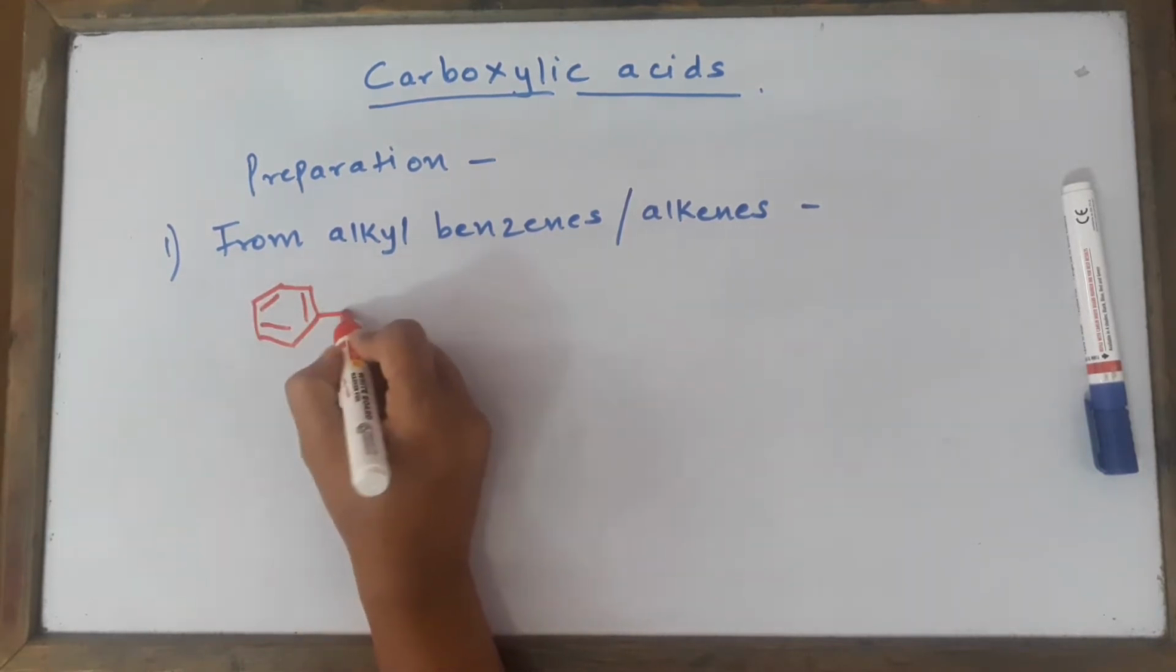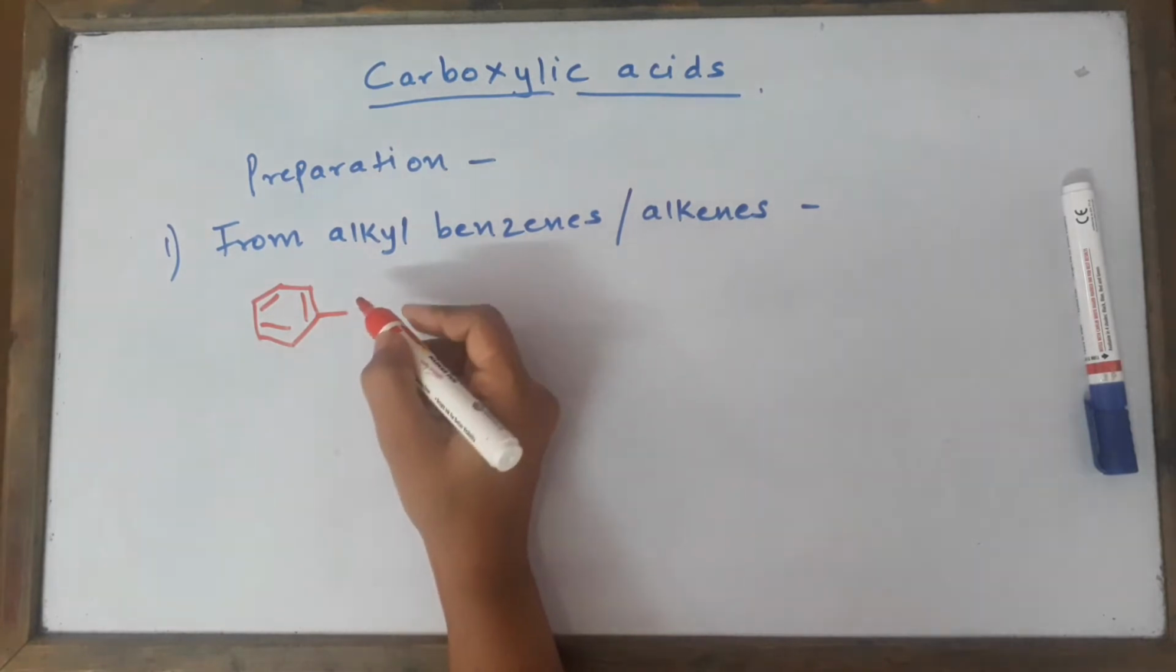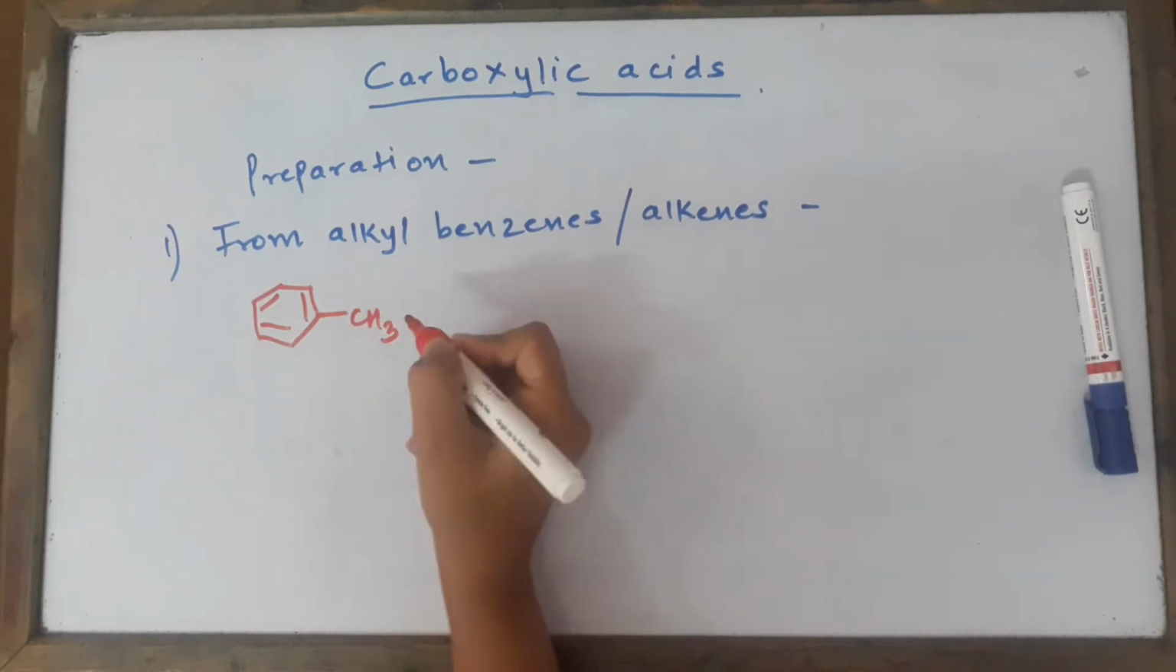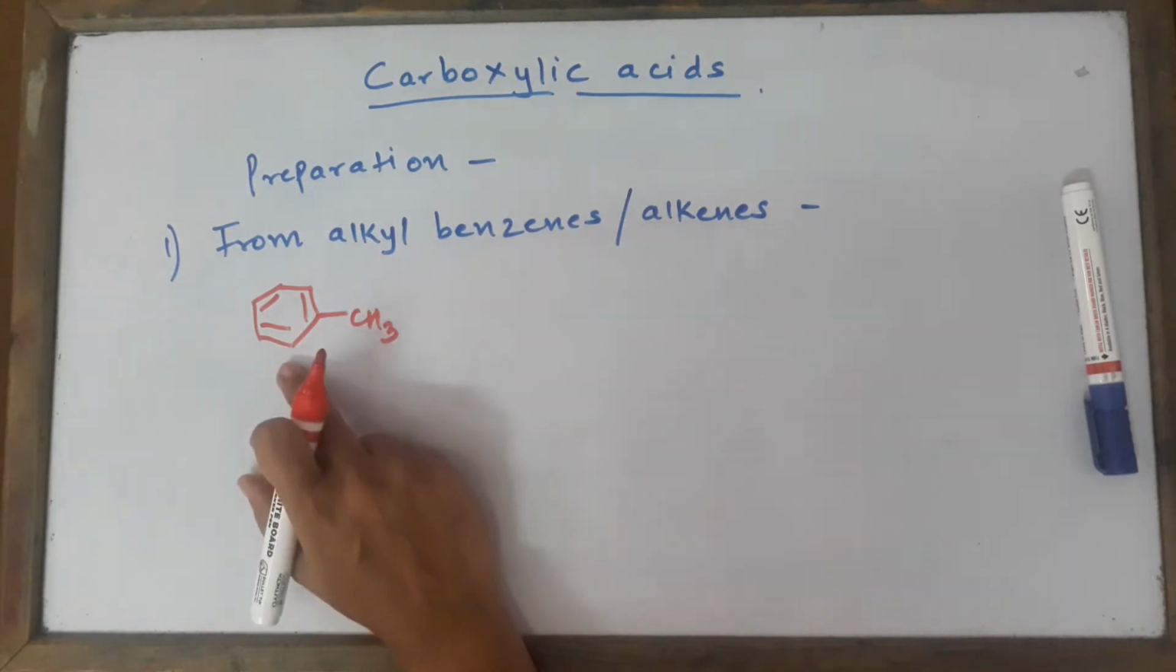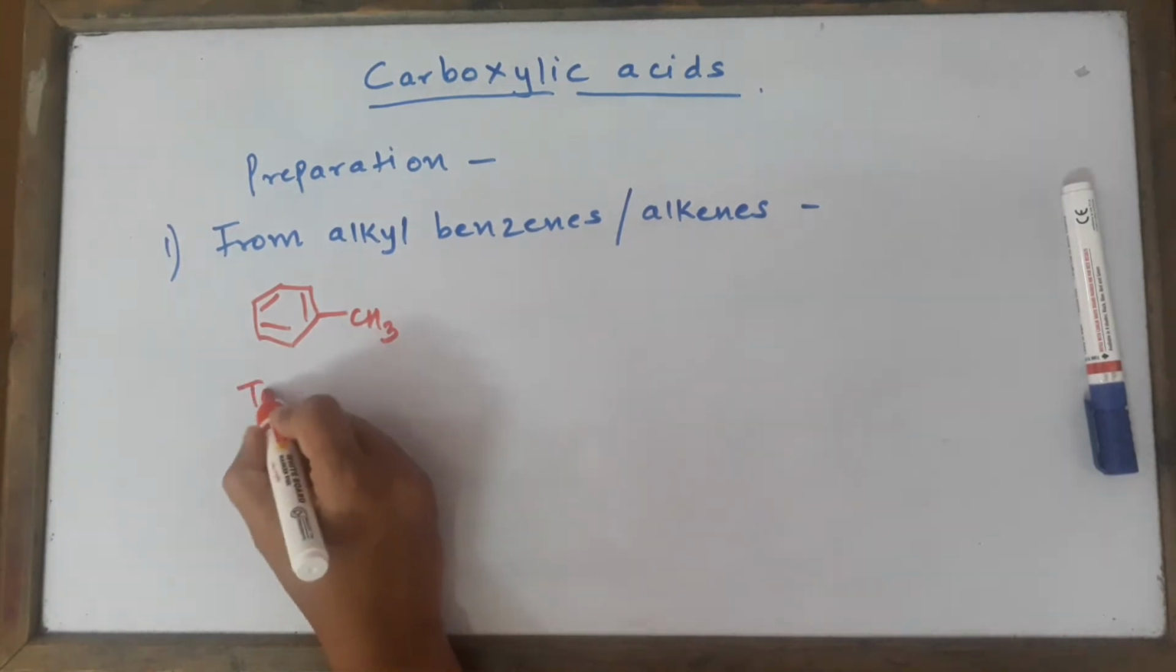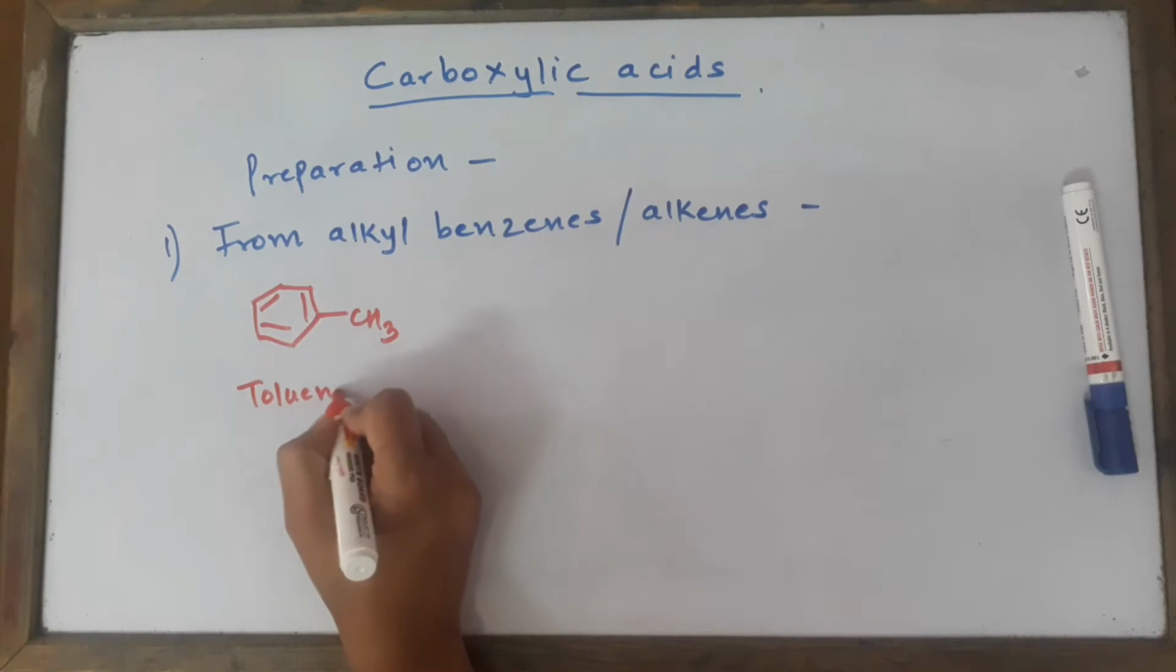First you draw benzene and put any alkyl group over there. For simplicity, I'm going to put CH3 over there. So this becomes my alkyl benzene, that is methyl benzene, or it is also called toluene. All of us are aware of this name, alright?